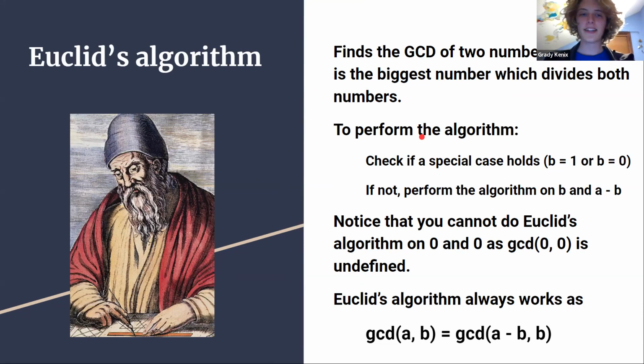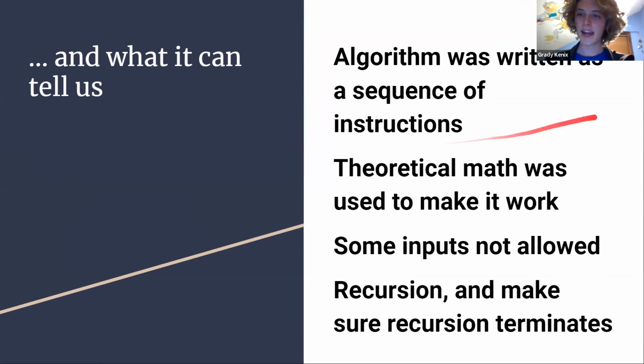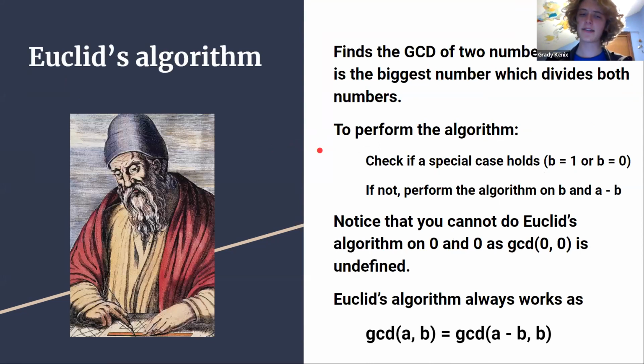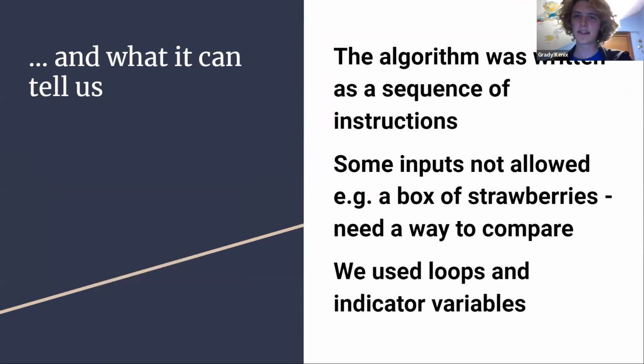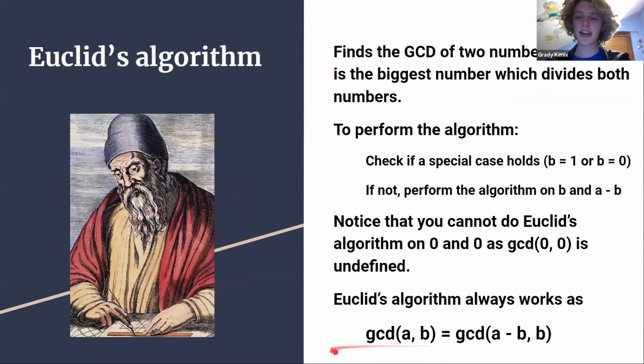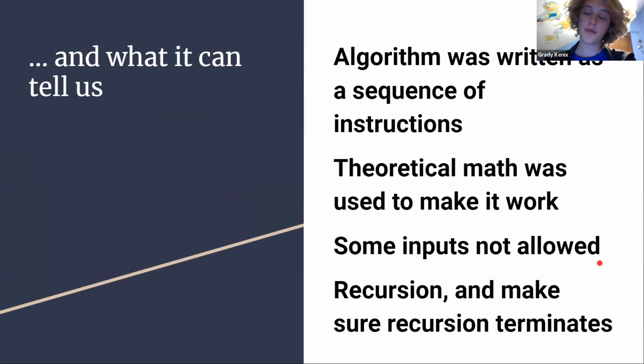So the ideas underlying this algorithm, again, was written out as a sequence of instructions. In this case, this one was too simple to even need any mathematical basis. But in this case, this big equation down here was used to make it all work. That one and the other two, that GCD of A and 0 was A, and GCD of A and 1 was 1. So some theoretical math was used to make it work. You don't need to understand the theoretical math. It's fine if you don't, but it was what was used under the hood.